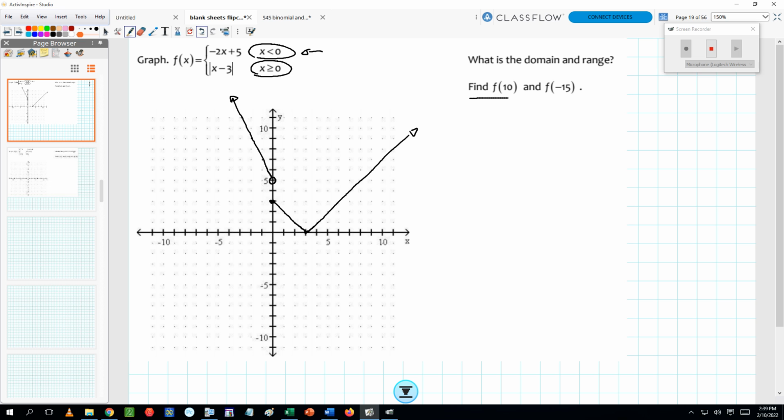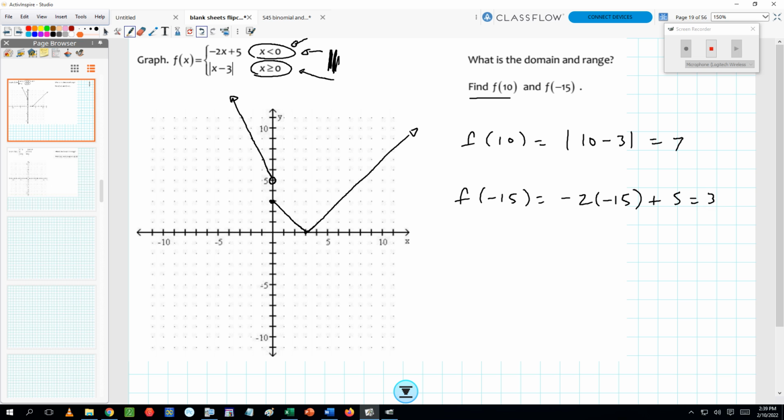We want to find f of 10. What you do to find f of 10 is you go over here and figure out where the 10 fits in. Since 10 is an x that is greater than or equal to 0, you're going to use that second part. The absolute value of 10 minus 3 will give me 7. For f of negative 15, we go back over here, and since negative 15 is an x that is less than 0, we use the top one. Negative 2 times negative 15 is positive 30, plus 5, 35.